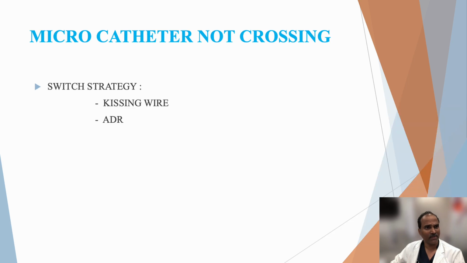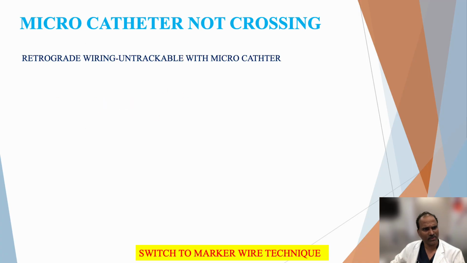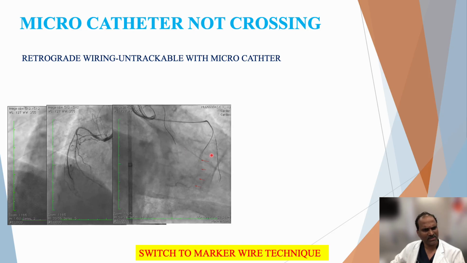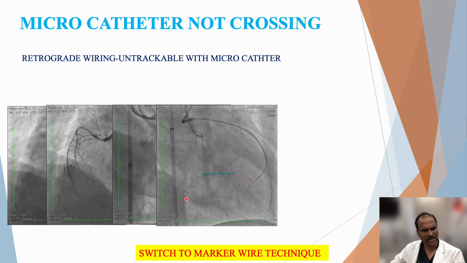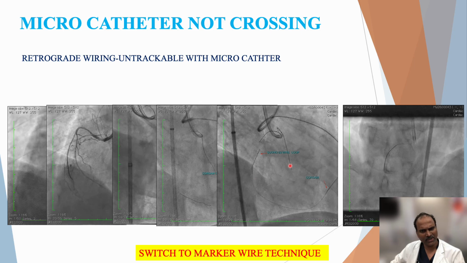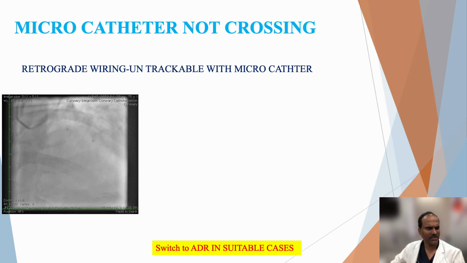in tortuosity. And if the microcatheter is not crossing despite all the efforts, you can do a kissing wire, or you can also do ADR. You can see in this case, we tried antegrade, couldn't succeed and went retrograde. But the problem is the microcatheter got stuck in the septal collateral. So that's when I had to use a marker wire. Use the retrograde wire as a marker for the antegrade wire, and then you can complete the procedure.